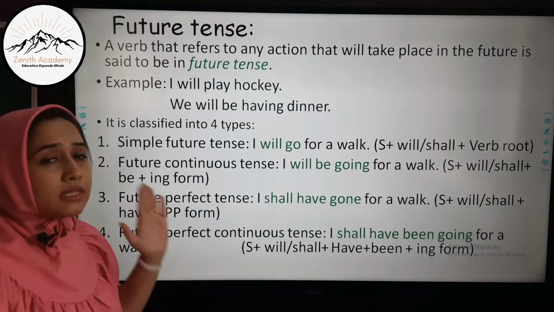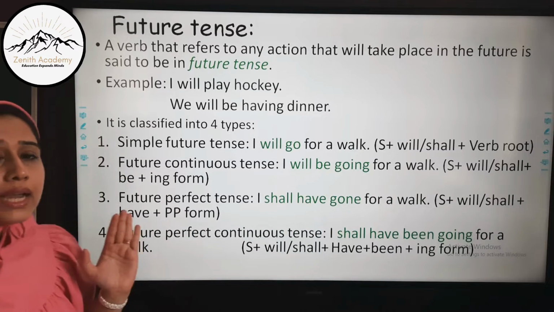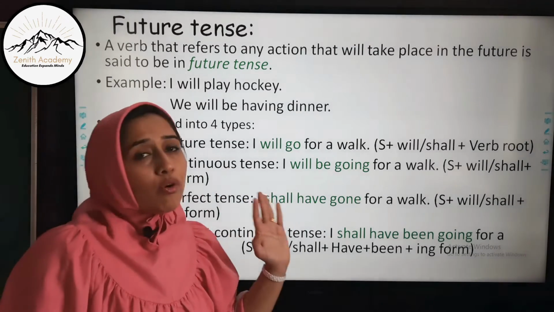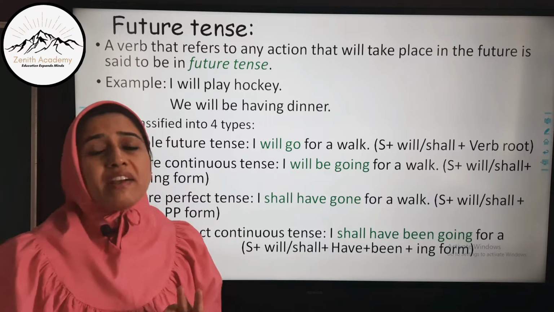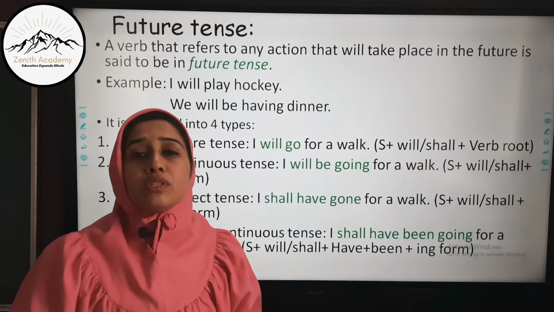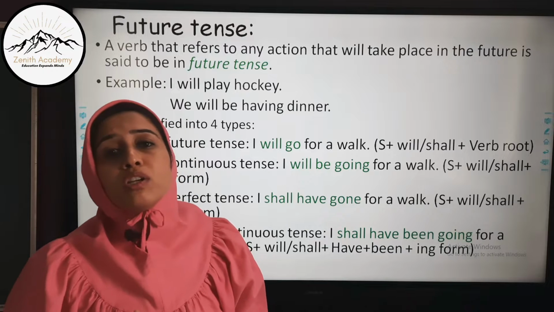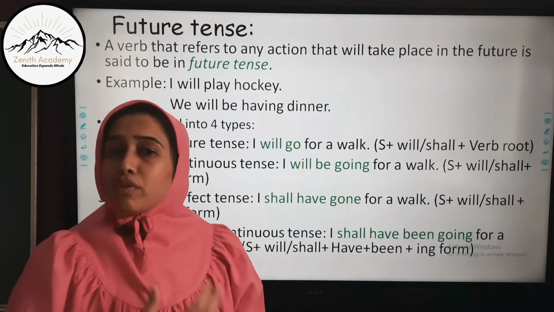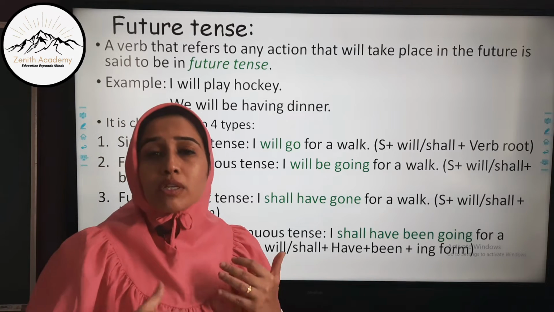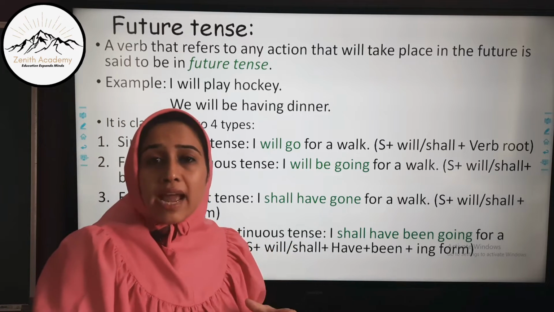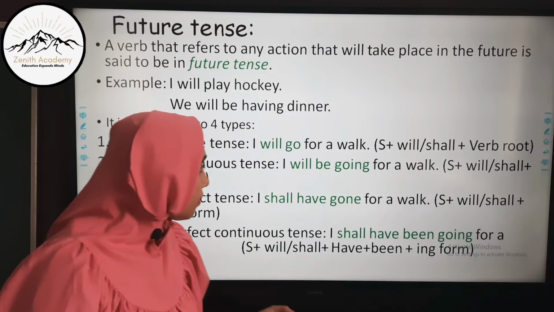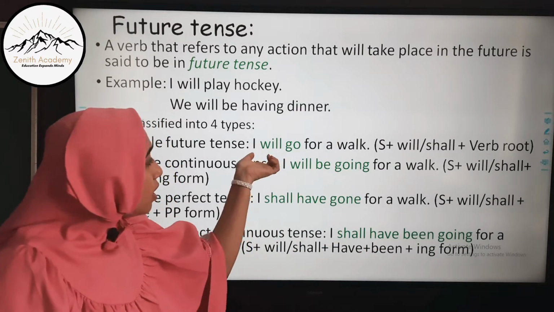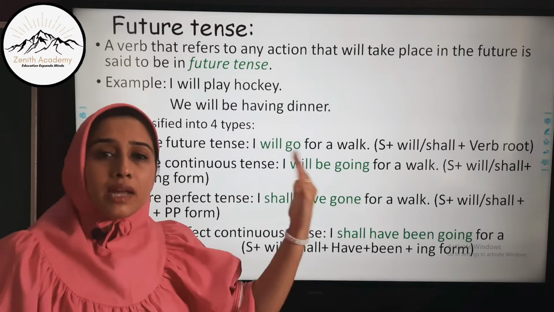The first one is simple future tense. Similarly, like present and past tense, simple future tense will be "I will go for a walk." The main part is that whenever we are talking of some action in the future tense, we will either use will or shall. These two modal auxiliaries are always connected with the future tense because they show the possibility of that particular action happening in the future. So "I go for a walk" becomes "I will go for a walk." The word will shows that it will happen in future.